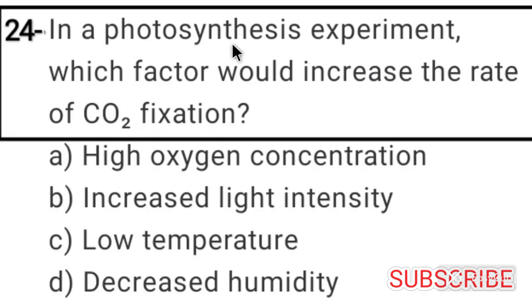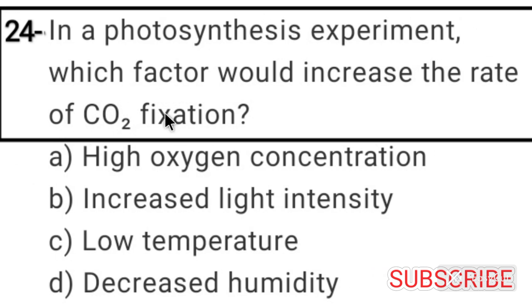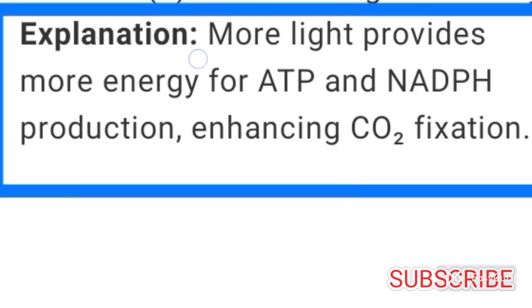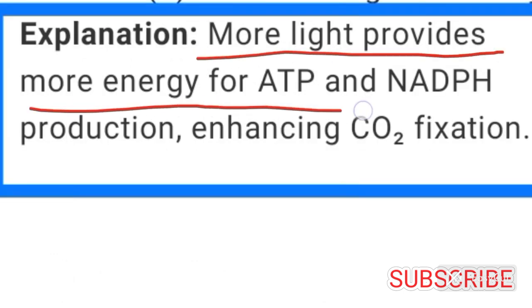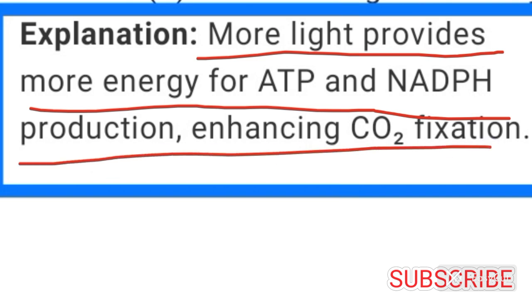Question number 24. In the photosynthesis experiment, which factor would increase the rate of CO2 fixation? Answer is option B, increased light intensity. More light provides more energy for ATP and NADPH production, enhancing CO2 fixation.